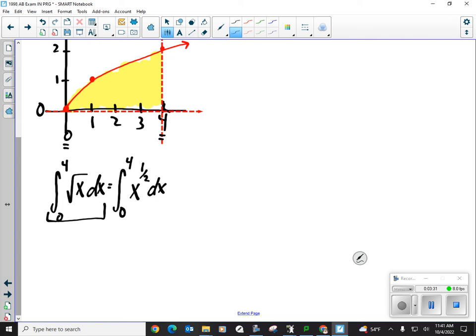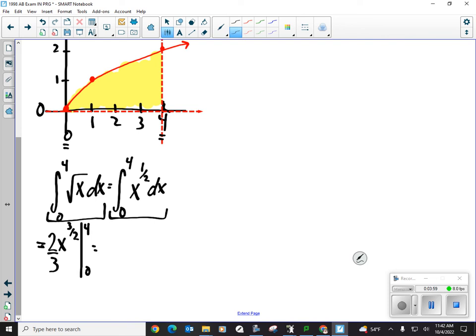If I integrate this, that's x. I add 1 to my exponent, so it becomes 3/2. And I divide by 3/2. What I tell my students: get used to this, when you divide by a fraction, you multiply by the reciprocal. So instead of dividing by 3 over 2, we're multiplying by 2 over 3. And I want this from 0 to 4.